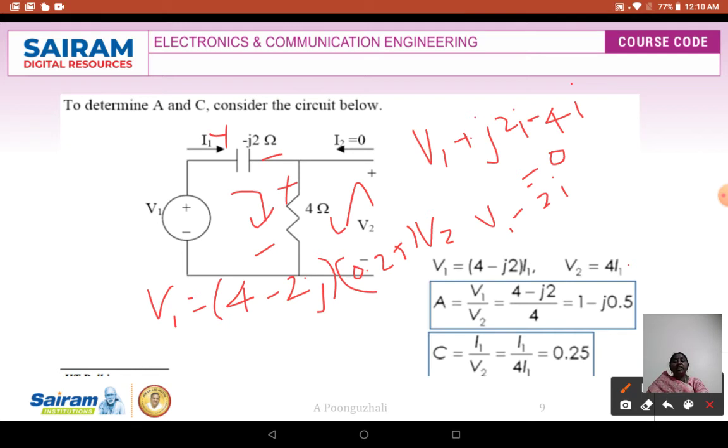So C is equal to I1 by V2. So here that is equal to I1 by 4I1. We know V2 is nothing but 4I1. So substitute there. We will be getting the C value to be 0.25.